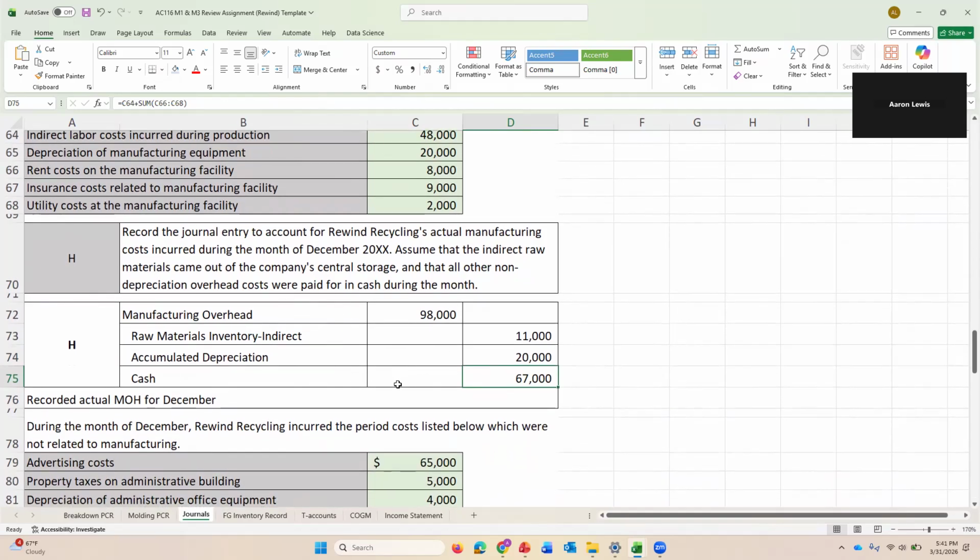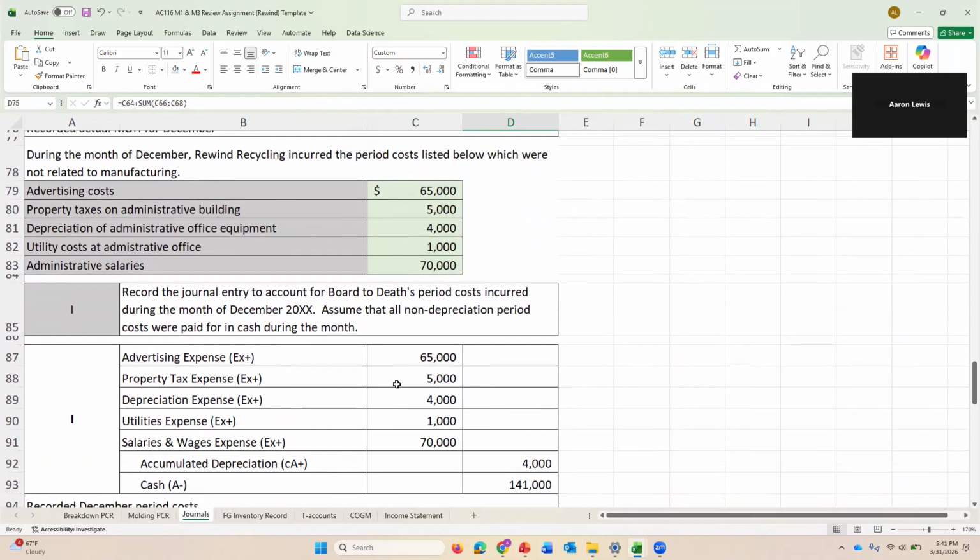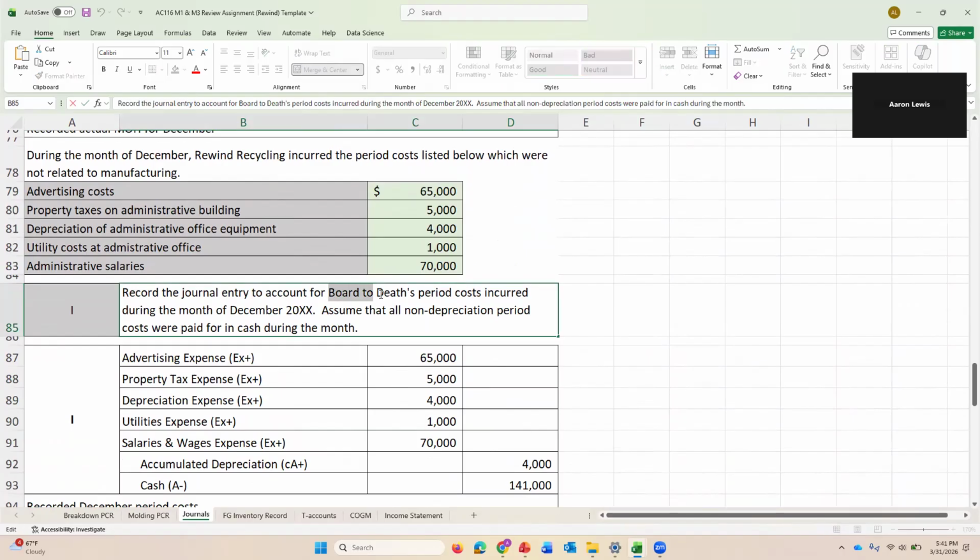So that accounts for some manufacturing costs we don't have. The other thing that we got over here are our period costs. And we're going to account for Rewind's period costs for the month by booking a ton of expenses.